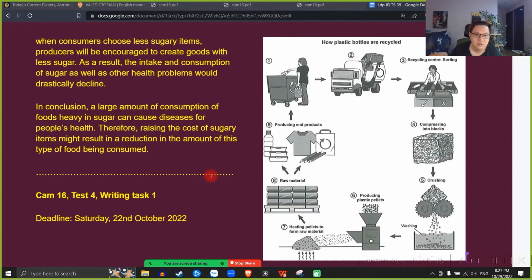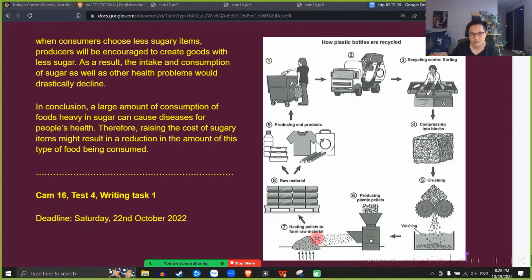Now, so what is this one? This is how plastic bottles are recycled. Đây là cái bài nó nói về cái chai nhựa nó được tái chế như thế nào. So this is a flow chart and you can only go one direction, right? Cái biểu đồ theo đường dẫn này chỉ có thể đi một hướng thôi.